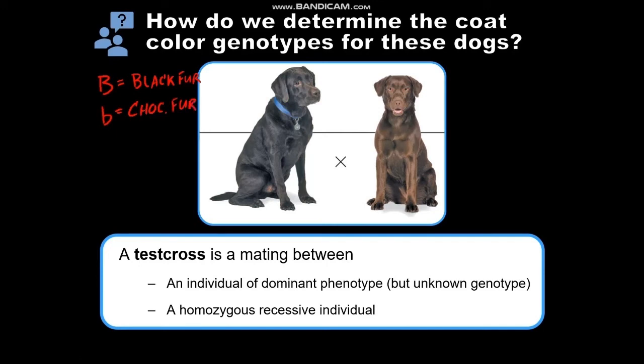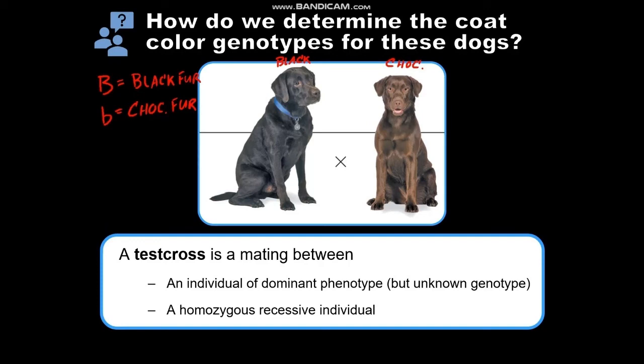So we want to know what the genotypes of these two dogs are. Their phenotypes are self-evident. This is a black dog. This is a chocolate dog. Right? Those are their phenotypes right there. But their genotypes, that takes a little bit of understanding in order to arrive at.